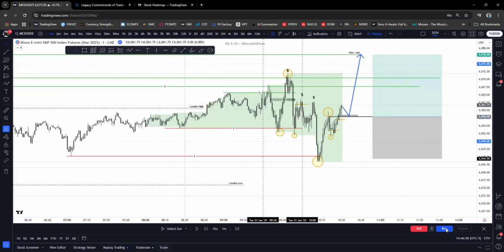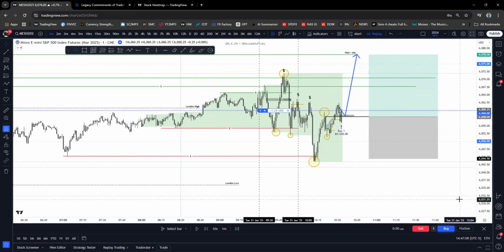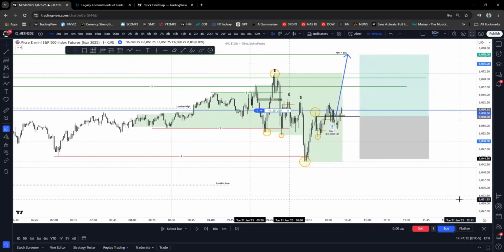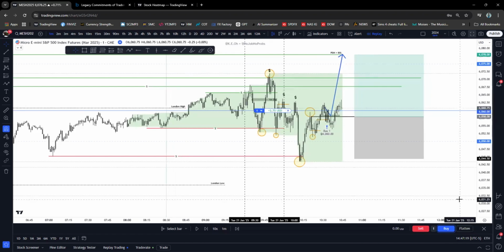So boom, we're just going to enter right there. As we can see, price started moving up.